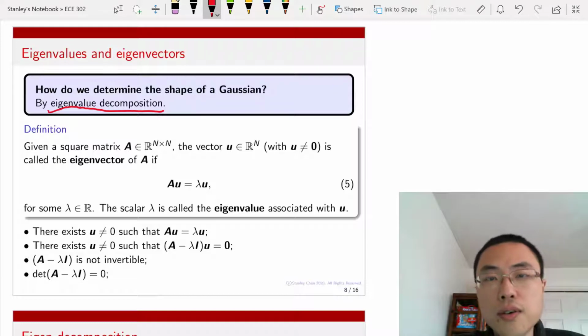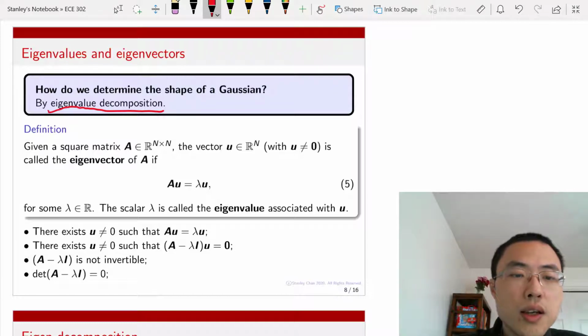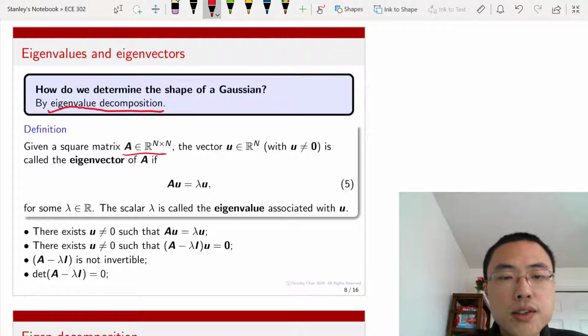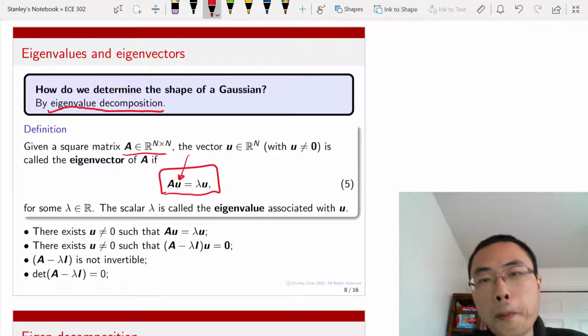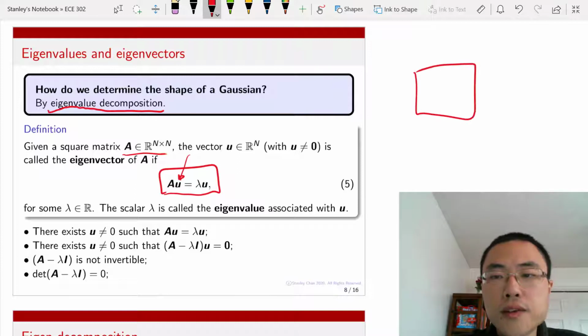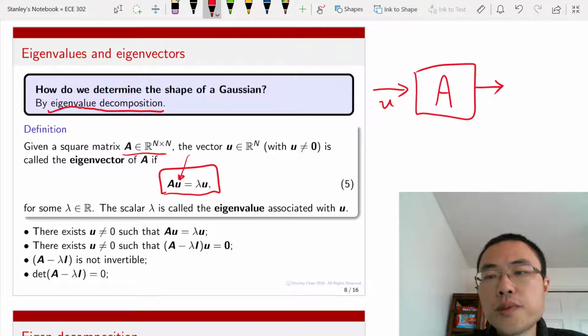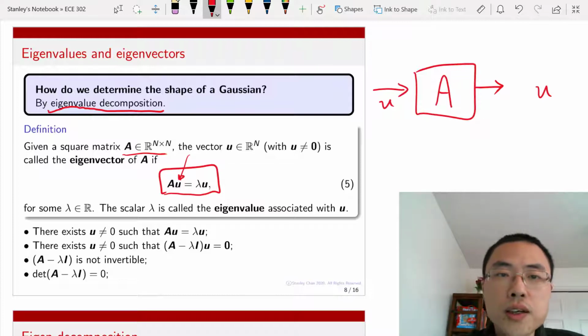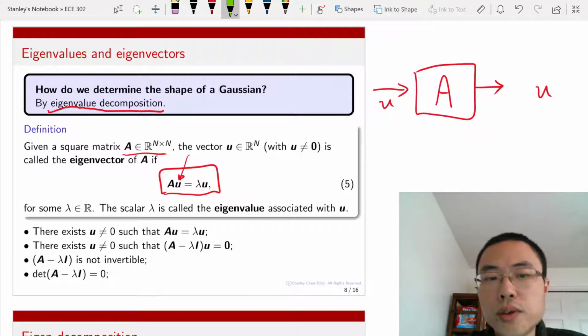The eigenvalue of a square matrix is defined by this equation. You have a matrix A, and then you plug in a vector U. Imagine that you have a box which is A. You plug in a U. What comes out from this A matrix is a U again. Of course it may not be the exact same U. It will become a scaled version of U.